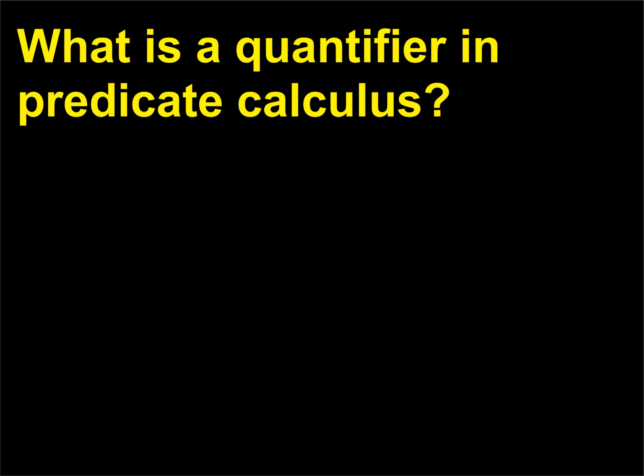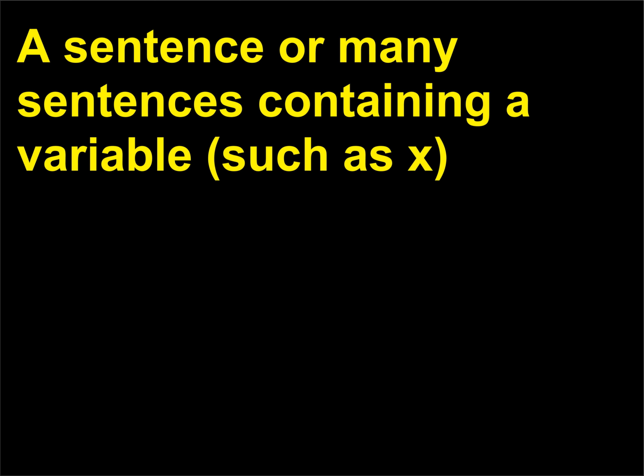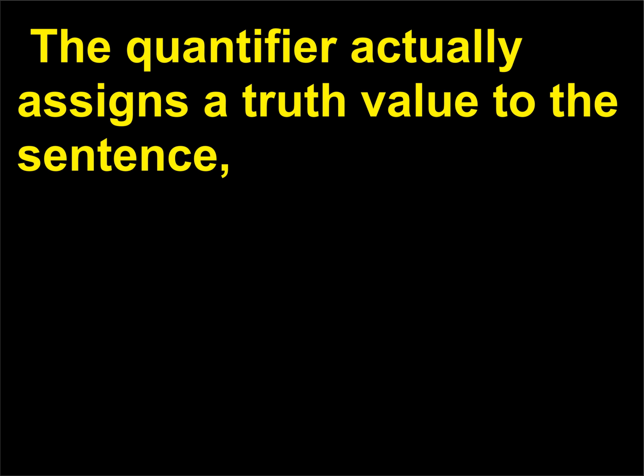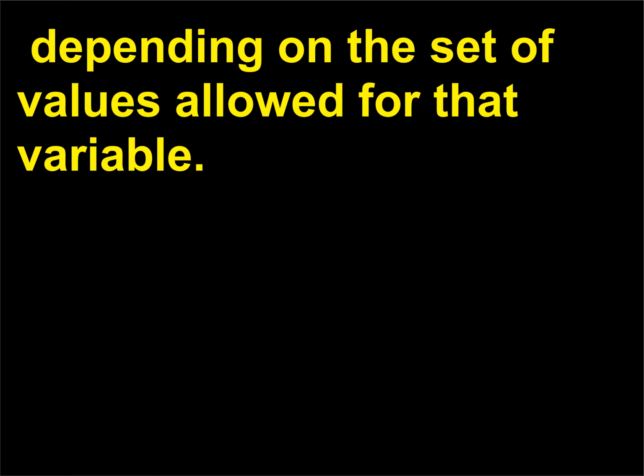What is a quantifier in predicate calculus? A sentence or many sentences containing a variable, such as x, can be made into true or false propositions simply by using a quantifier. The quantifier actually assigns a truth value to the sentence, depending on the set of values allowed for that variable.